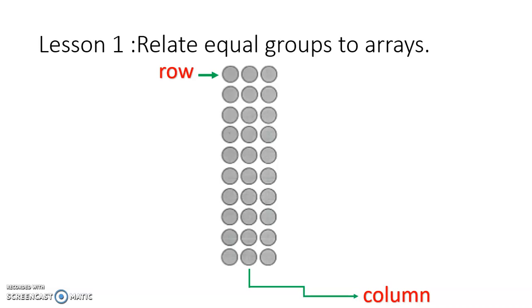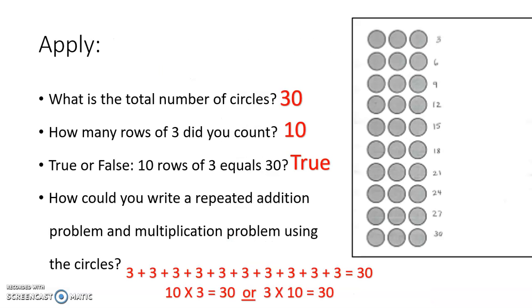There are 10 rows. Now a column, on the other hand, as you see at the bottom of your screen, is up and down. So count with me. How many columns do we have? 1, 2, 3. So how many rows do we have again? 10. And how many columns? 3. That's correct. So let's apply this.